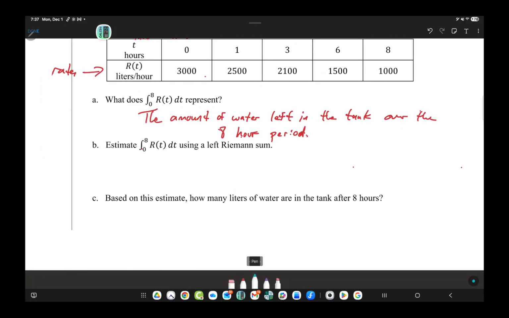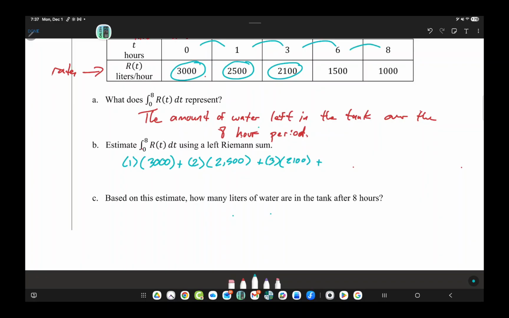So estimate using the left Riemann sum, because we can't do integration with a chart. Using the left Riemann sum means we look at the change from the first interval, 0 to 1, that is 1. The amount on the left side is 3,000. Plus the next interval from 1 to 3, that is 2, and the left side is 2,500. Now the net change is 3, and the amount on the left side is 2,100. Plus the net change from 6 to 8 is 2, and the left side is 1,500.